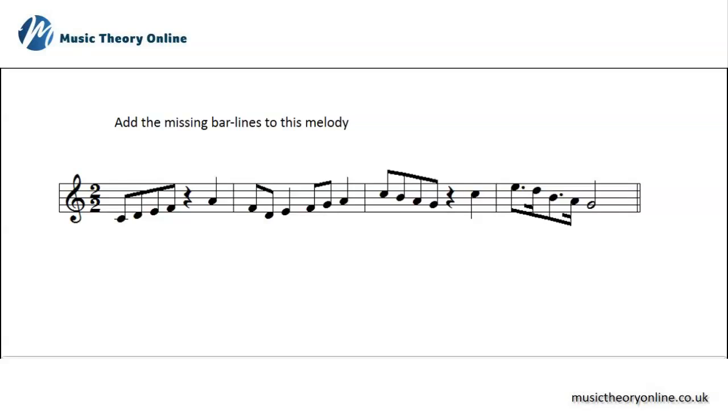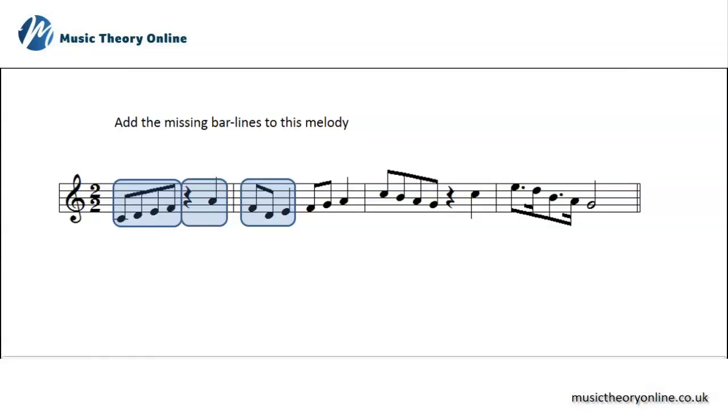If you look at the first bar, we've got 4 quavers, and the value of those 4 quavers will give you 1 minim. Then we have a crotchet rest and a crotchet note, and those added together will also give you a minim. So there's our first 2 minim beats, or the equivalent of 2 minim beats, and we place the bar line as shown.